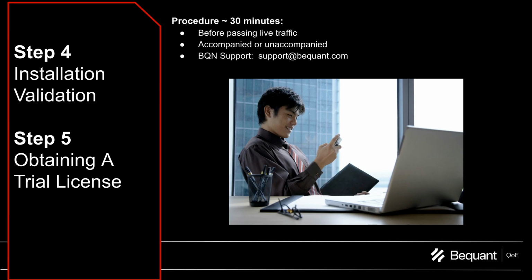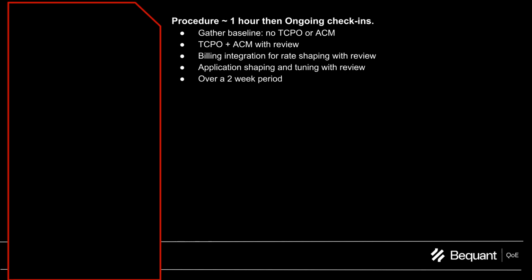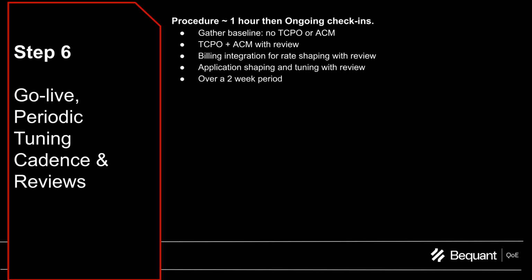Step 5. Obtaining and installing the trial license. By now we've agreed upon the peak traffic that will pass through the BQN QoE appliance. Given a few system-specific parameters, we'll create a 2-week or 30-day license at the peak throughput for the trial. We're almost ready to pass traffic. Final step number 6. Go live, periodic tuning cadence and reviews. Once the server hardware is obtained, these initial setup steps should only take a few hours of your time.